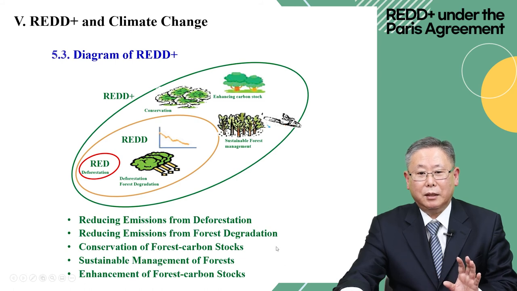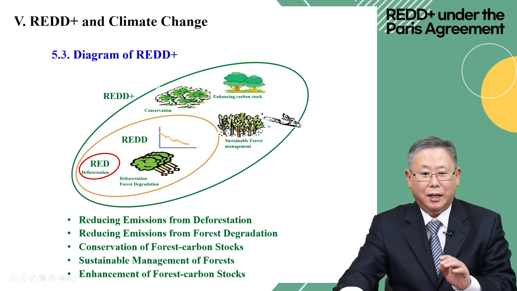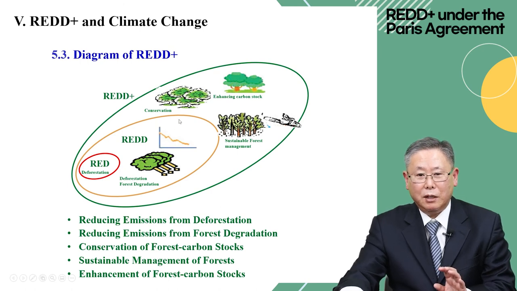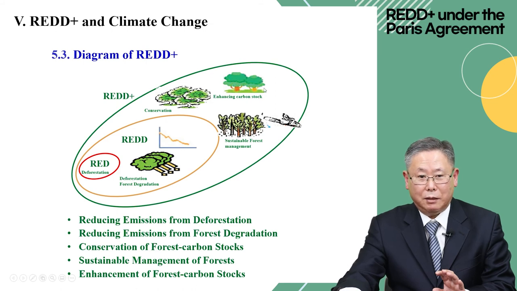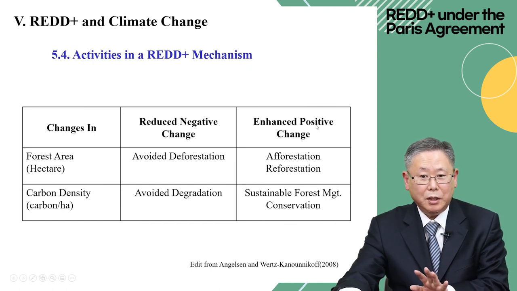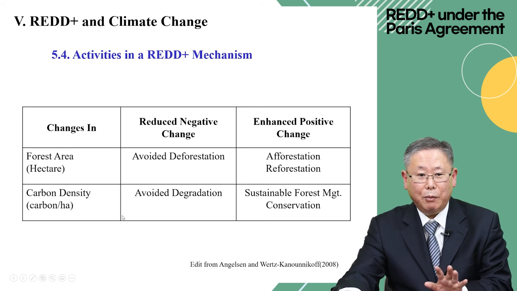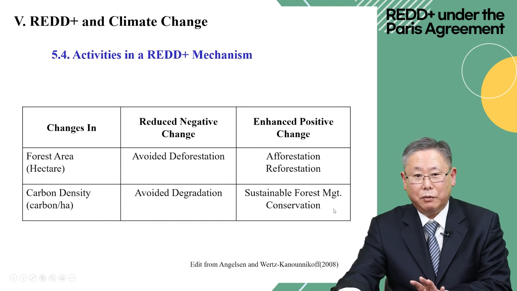Once again, reducing emissions from deforestation is REDD, and reducing emissions from forest degradation is REDD. Expanding a little, then conservation of forest carbon stocks, conservation and sustainable management of forests, SFM, and enhancing carbon stock by planting trees. So REDD plus has 5 activities. Changes in forest area: reduce negative change, avoid deforestation; positive change, afforestation and reforestation. And carbon density, carbon per hectare: avoid degradation, and sustainable forest management and conservation increase it.